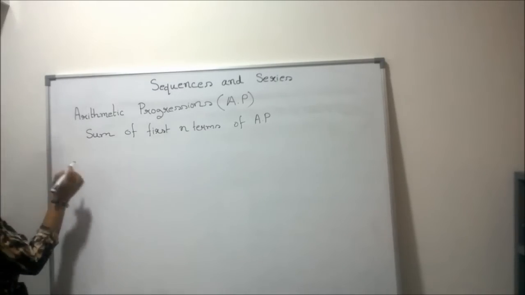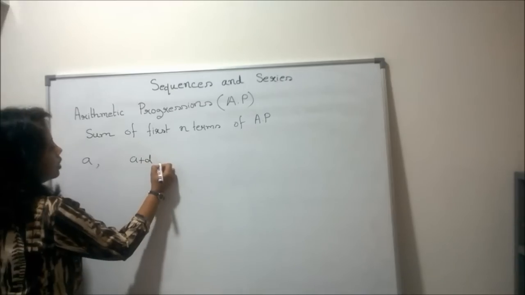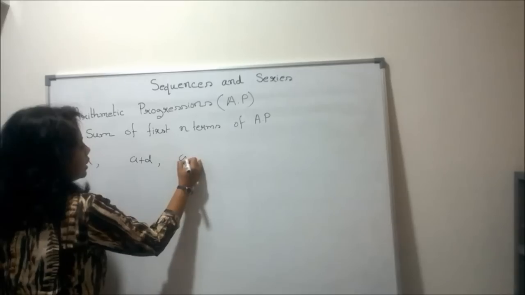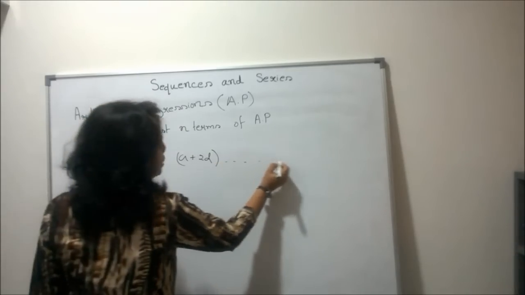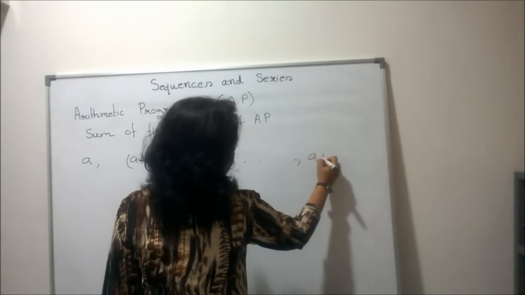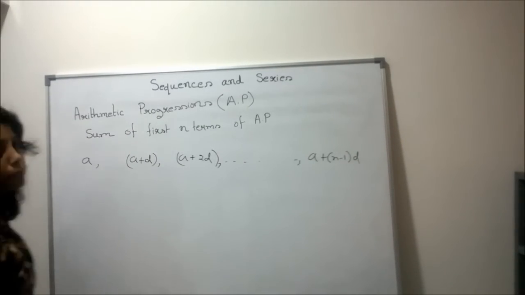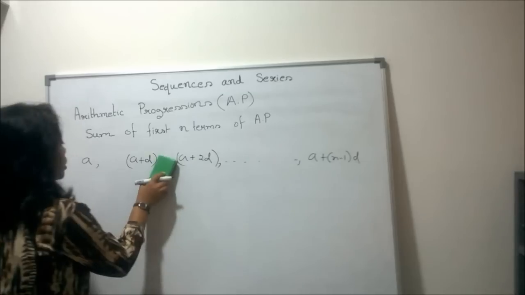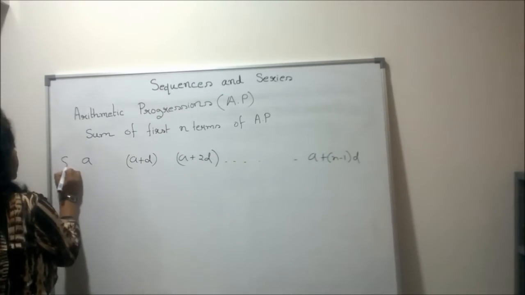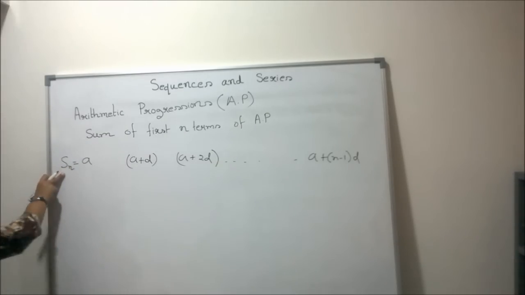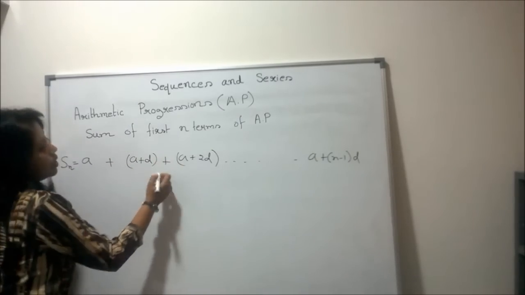general form of AP is: if the first term is a, the second term is a plus d, the third term is a plus 2d, and in this way the nth term is a plus n minus 1 d. Now we are taking the summation of this sequence. If we add these terms, the result will be Sn. We represent the sum of n terms as Sn, and we take the addition here.